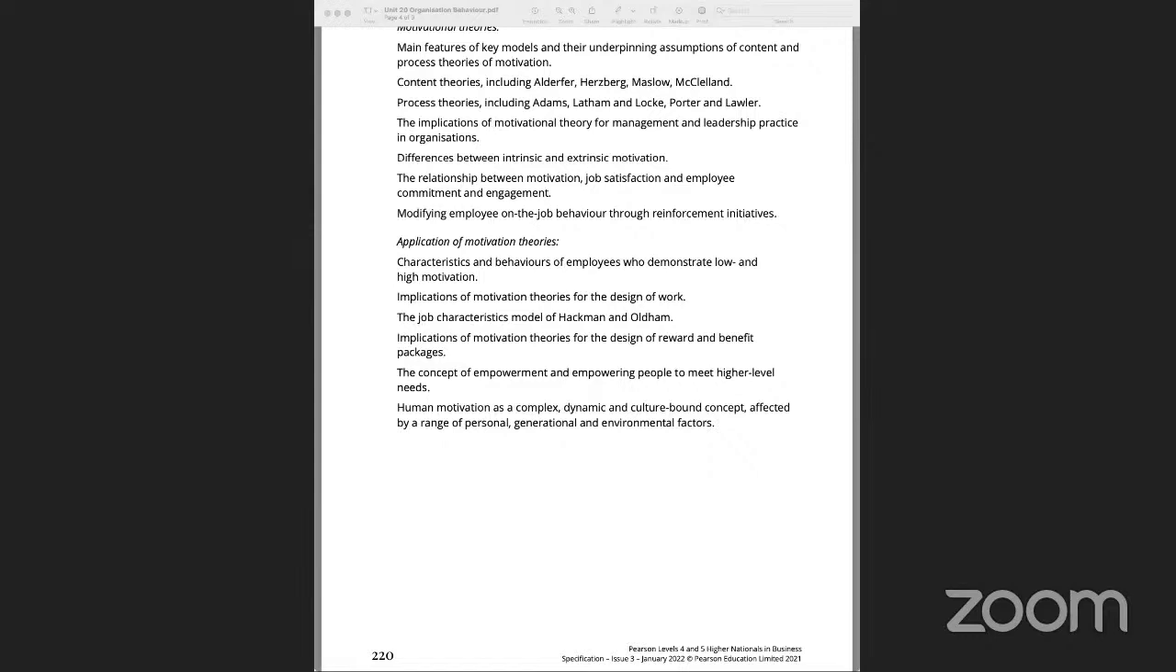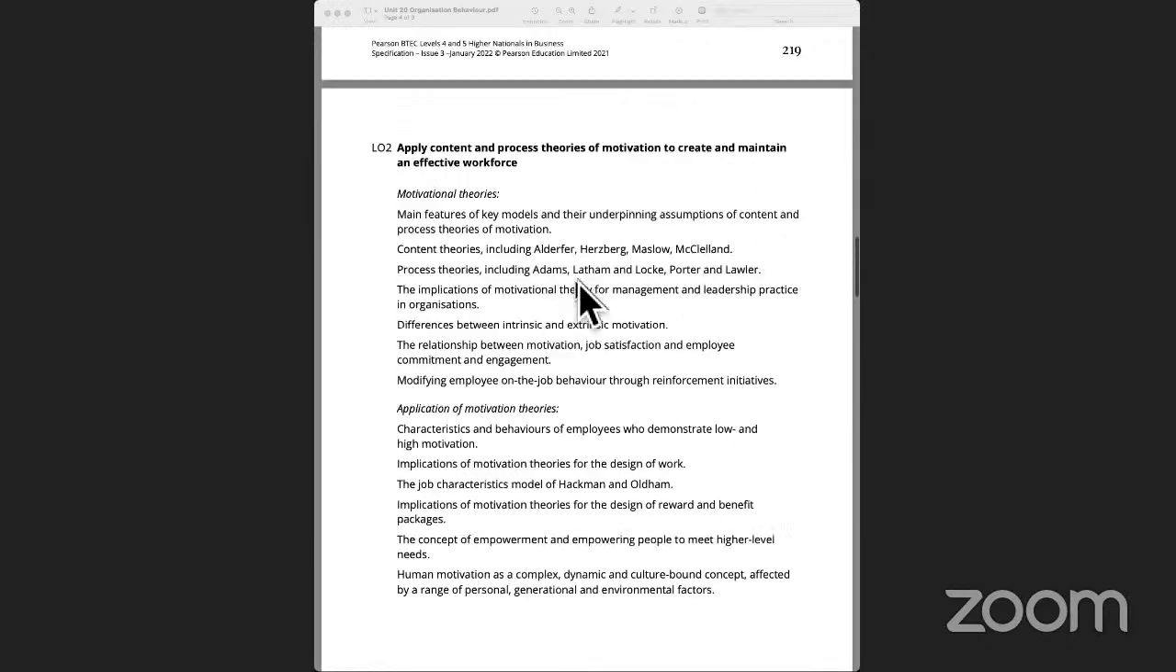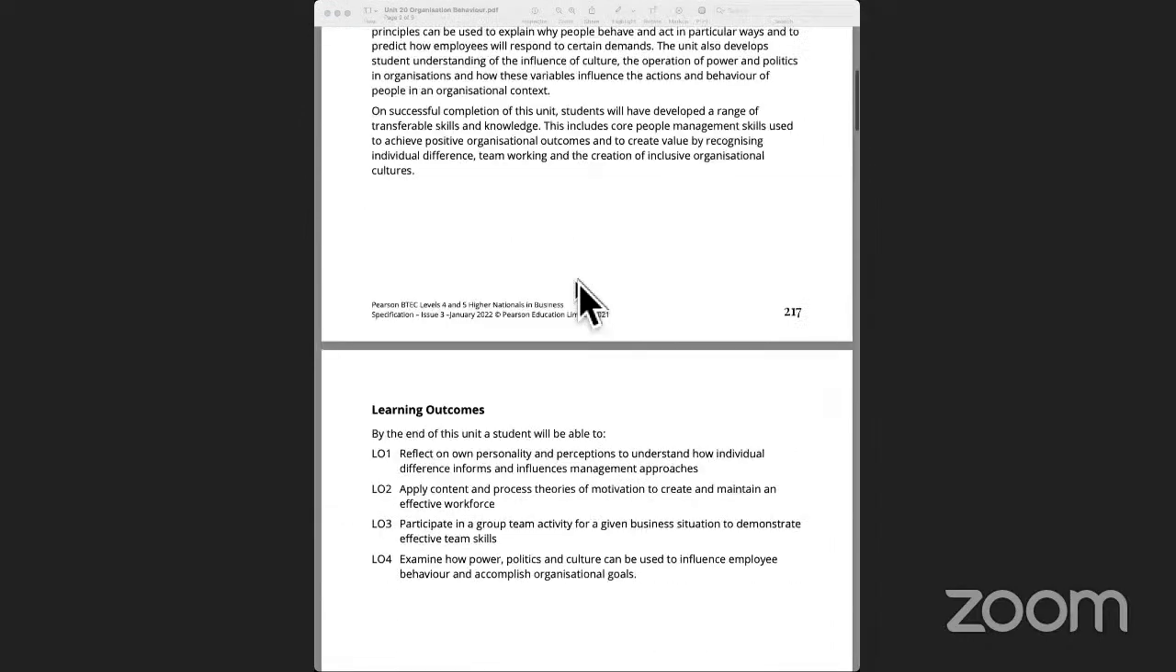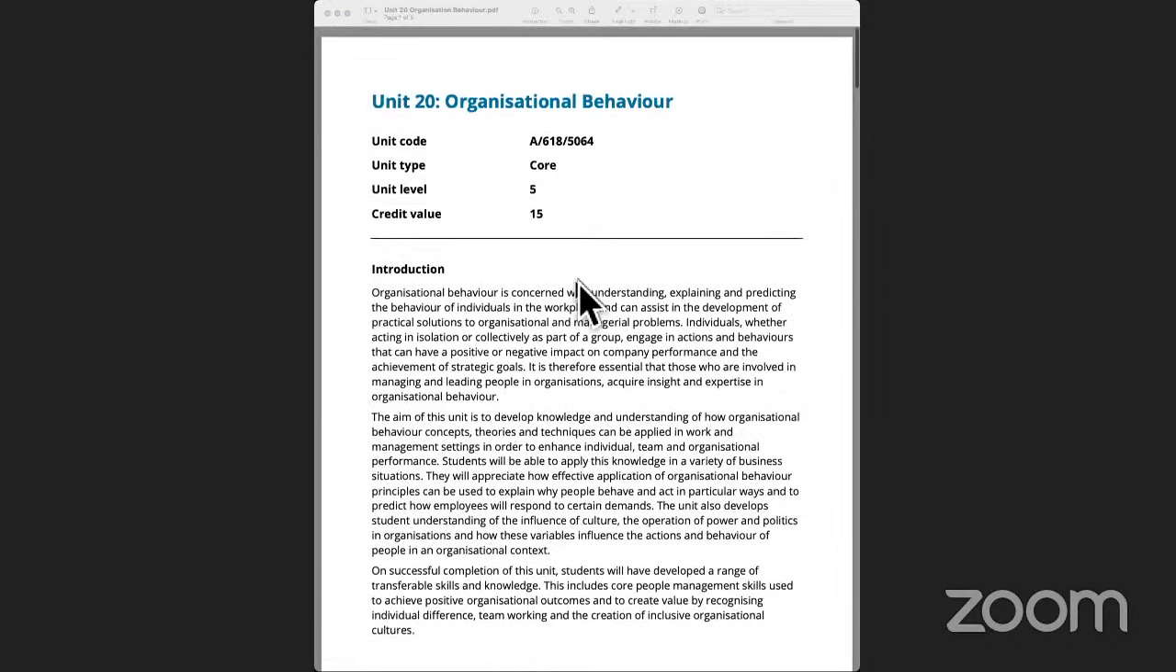Let's start our session today with a bit of a recap on what we've discussed in Learning Outcome 2, Part 1 yesterday. So what I would want to do is basically look at a quick bit of recapping. So I've opened the unit specification.